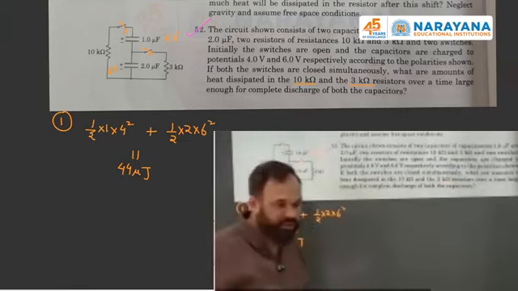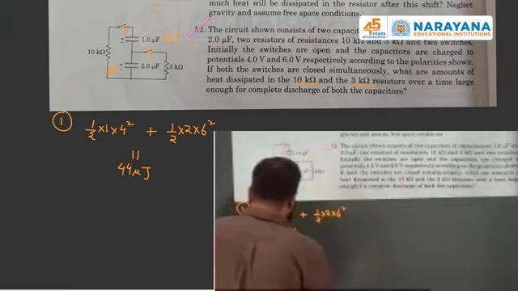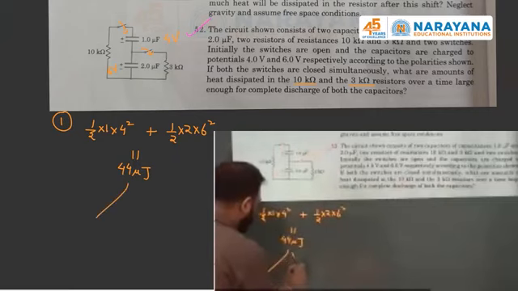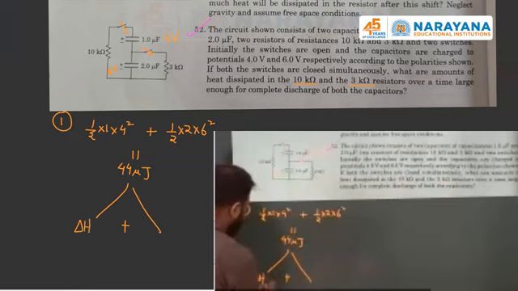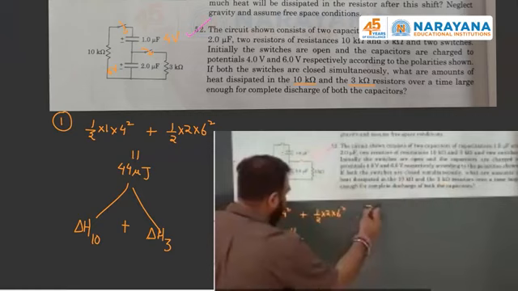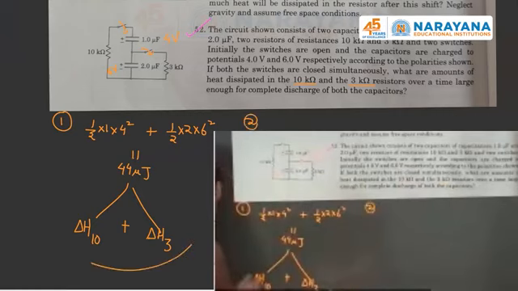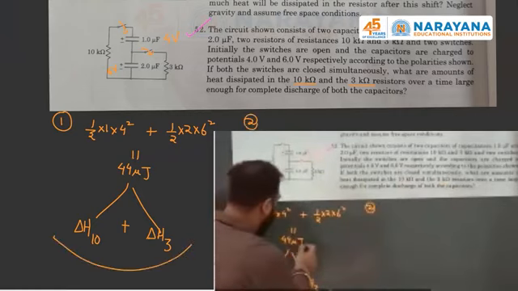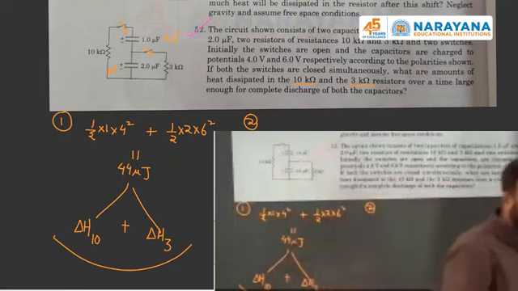The problem in this question is, we understand that at infinity, both of them are fully discharged. There is no voltage, no current. The main point is, can you find out the distribution of this energy between the 10 kilo ohm and 3 kilo ohm respectively? So my concern is to write the individual values. I know the total heat generated.